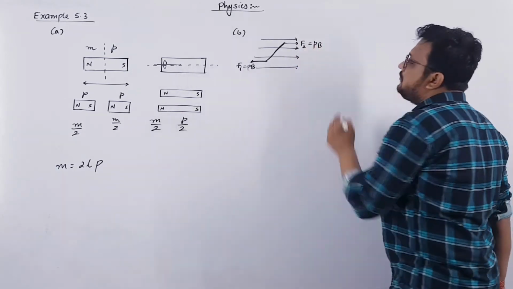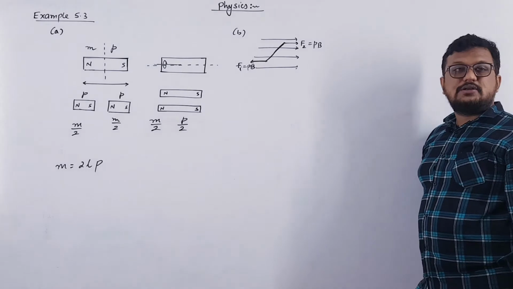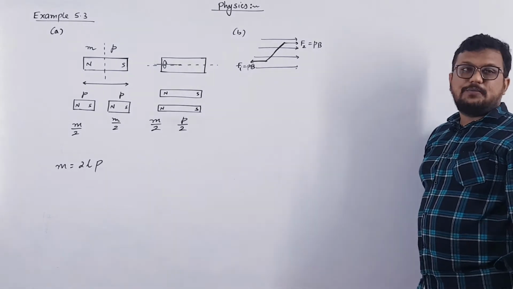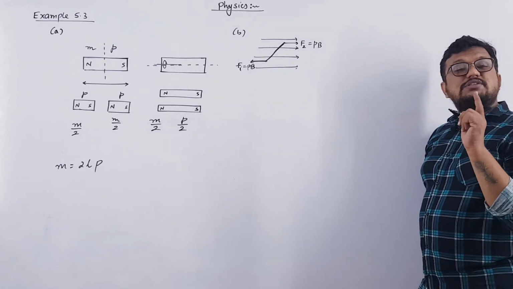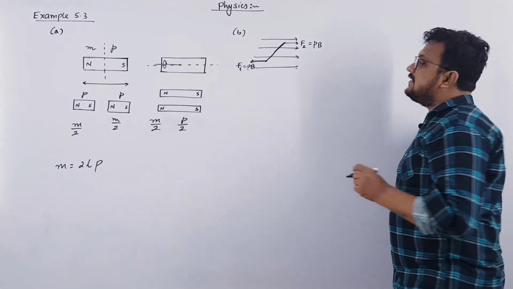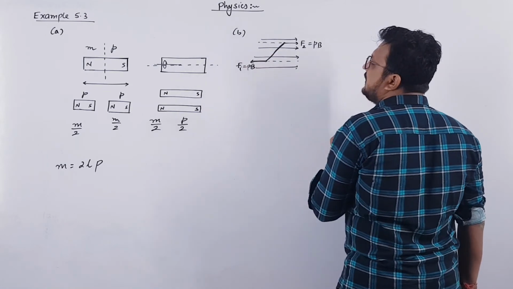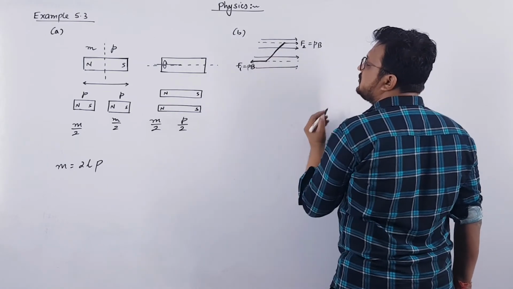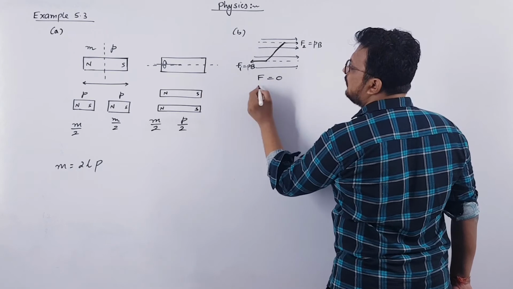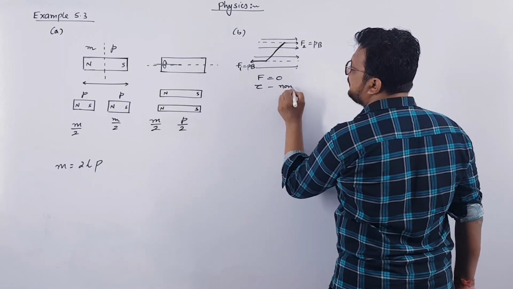So you can see that both these forces are equal and opposite, right? Hence net force will be 0. Since these 2 forces are equal and opposite and their line of action is not same, means if you extend these 2 forces, they are not going to meet at a point, so torque will be produced. So in this case force will be 0 but torque will be non-zero, right?